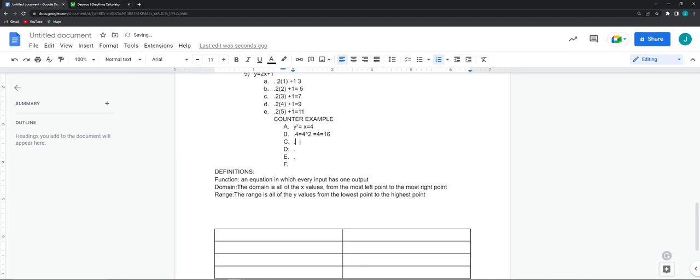But how this isn't a function is that if we were to say x is negative 4, so negative 4 equals negative 4 squared. When we square negative 4, we'd also get 16. So that means 4 and negative 4 are both 16, which means there is not one input for every output.